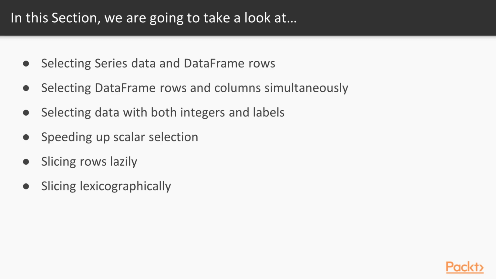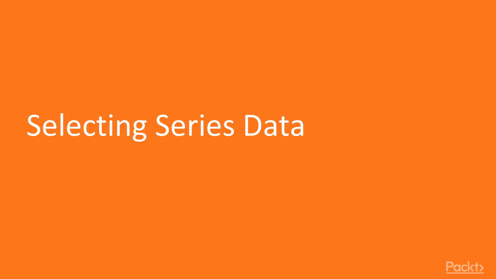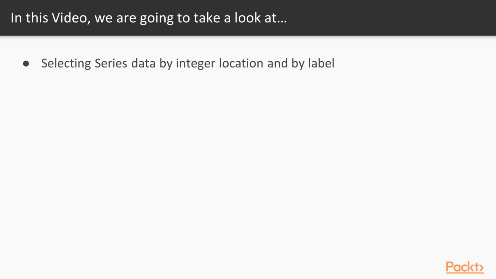Also, you will see how to select data with both integers and labels, and speed up scalar selection. At the end, we will explore slicing rows lazily and slicing lexicographically. Let's get started with the first video that deals with selecting series data. In this video, we will learn to select series data by integer location and by label.